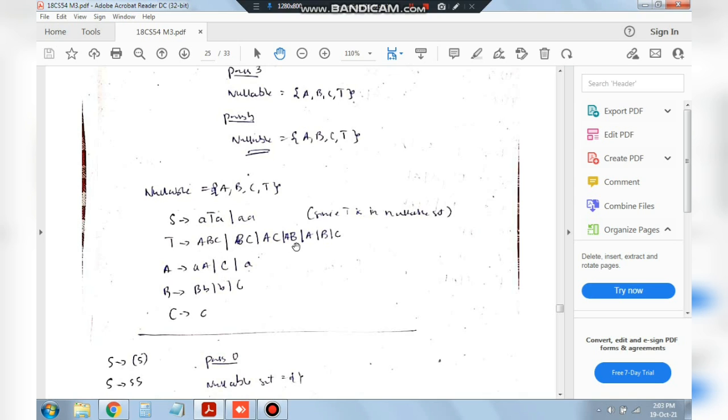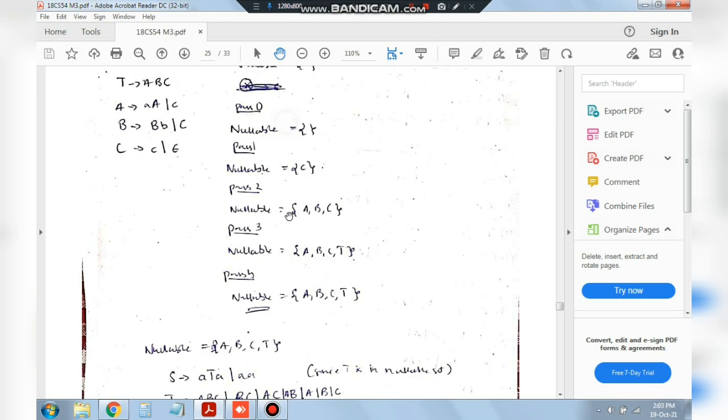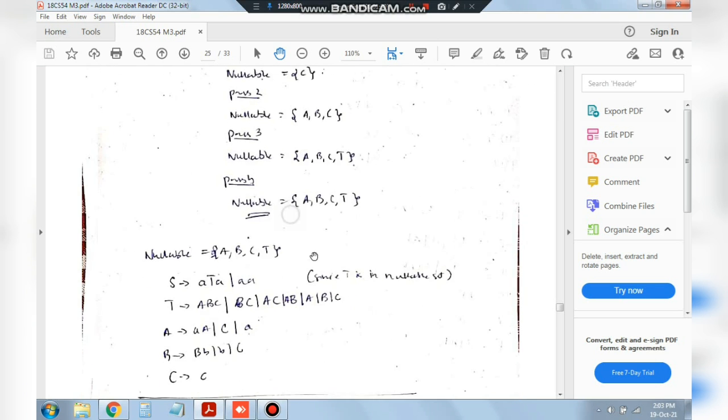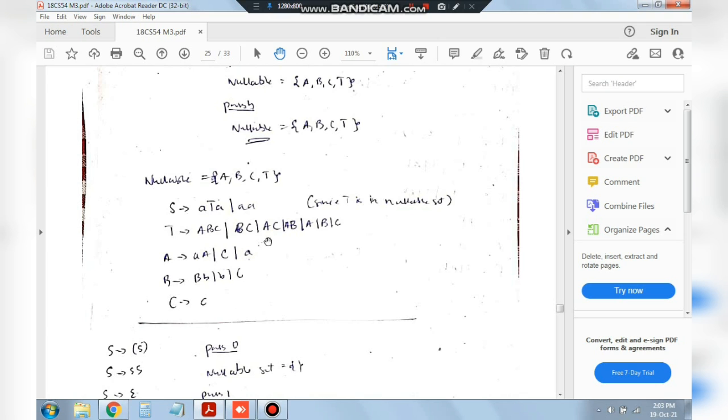So I'll be getting three combinations here, then I'll be considering two at a time, like AB, then BC, then AC. I'll be getting three more combinations here. Like that I'll be doing for all of these combinations. I'll get all of these letters here. These are the combinations I got here, and this is the eliminating type of questions, in which we'll have to find out after eliminating all the nullables. It means all the possible combinations of the letters we have to represent here.